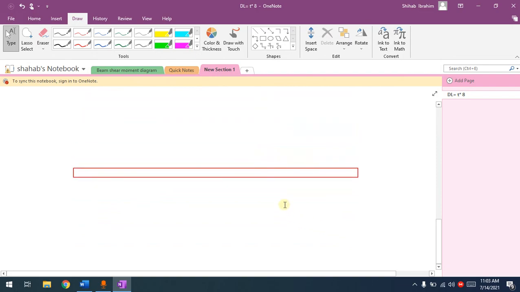Now for the support here, since I haven't provided any columns there, you can provide any type of support that you prefer. Don't mind any support that you're providing there. Since we're not doing analysis of this beam yet, that support can be columns, can be anything. Just keep it in this manner, it doesn't matter.